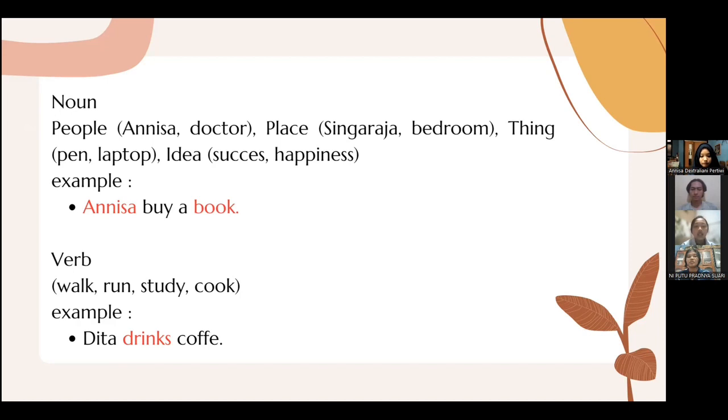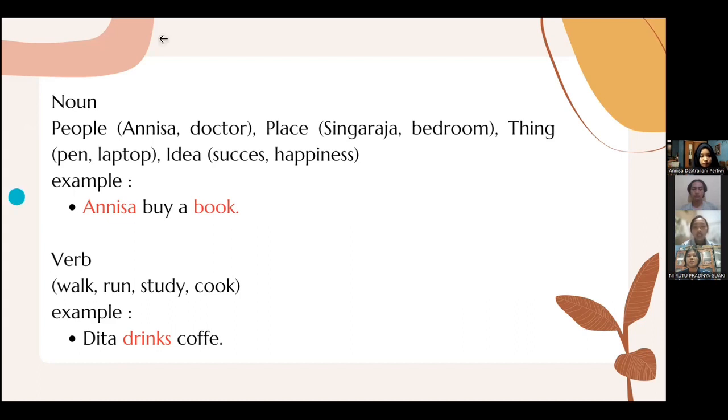A noun is a word that refers to people, places, things, or ideas. Examples of people are Anissa or doctor. Examples of places are Singaraja, bedroom, and so on. Examples of things are pen and laptop, and examples of ideas are success and happiness. So the example is "Anissa buys a book." Anissa is a noun, a word that refers to a person, and book is a noun too.